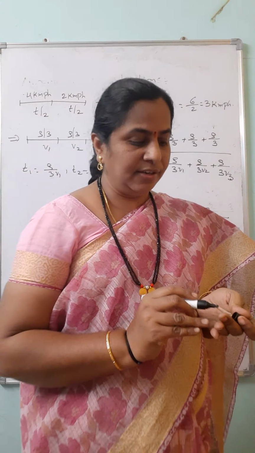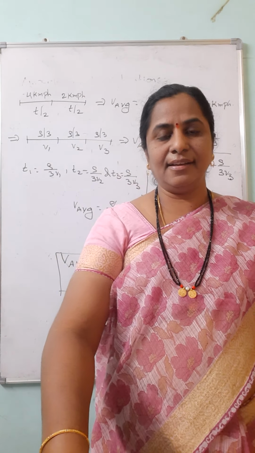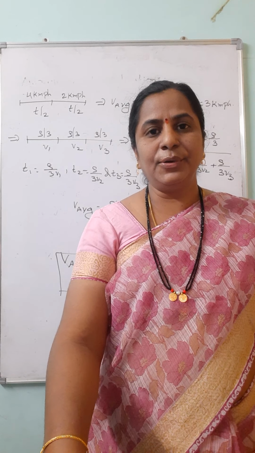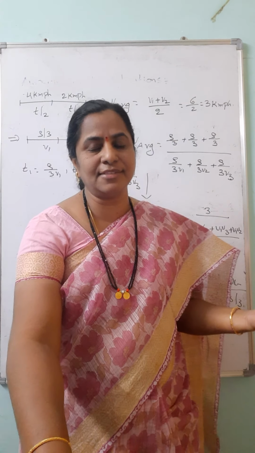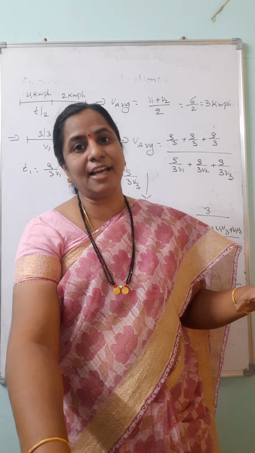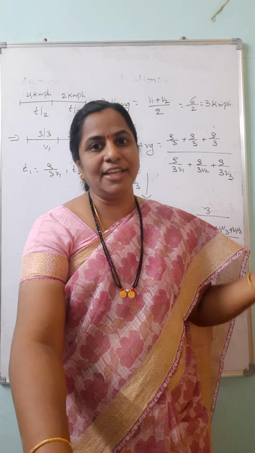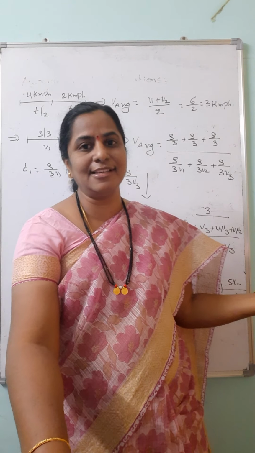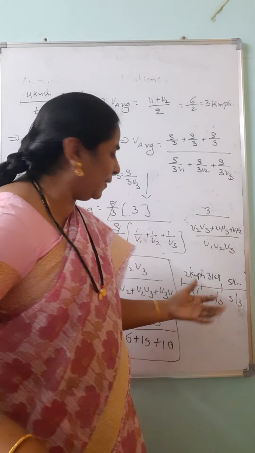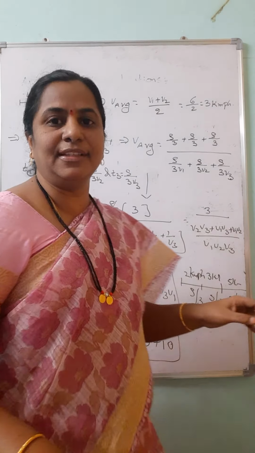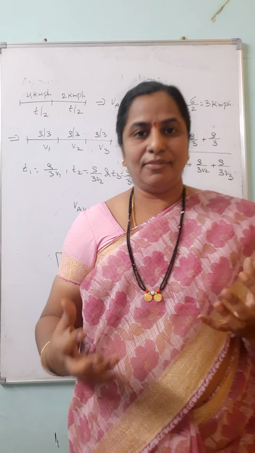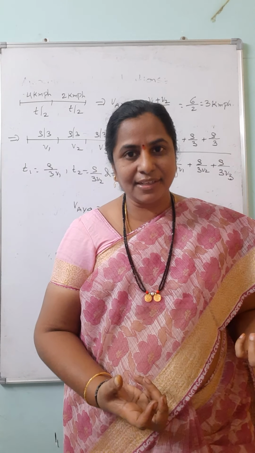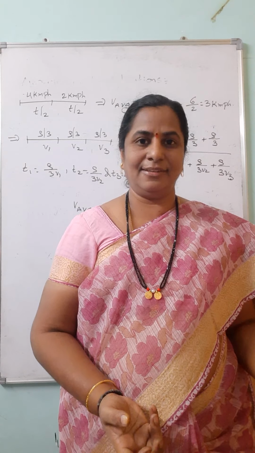So finally, today's concept: we discussed applications of average speed. In terms of half of the distance, it is 2 V1 V2 by (V1 plus V2). In terms of half of the time, it is (V1 plus V2) by 2. If the body covers one third of the distance each, the average speed formula is 3 V1 V2 V3 by (V1 V2 plus V2 V3 plus V3 V1). When we use these, we can save time and solve the problems easily. Thank you everyone.